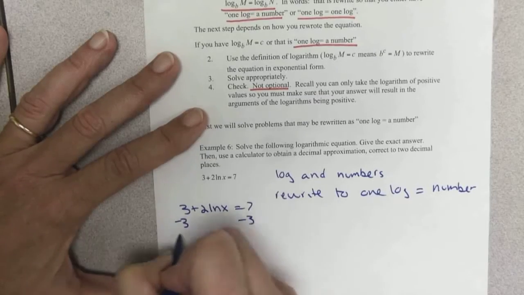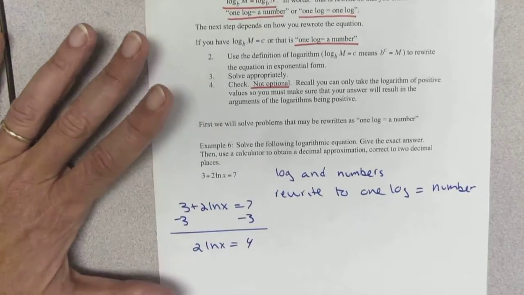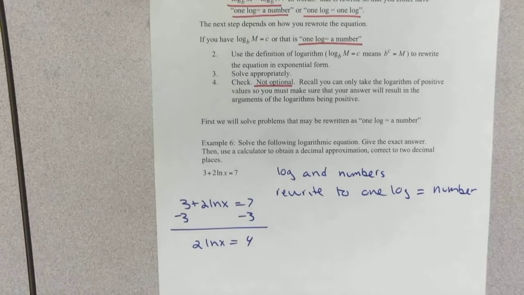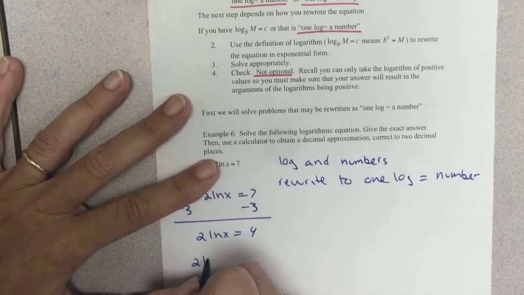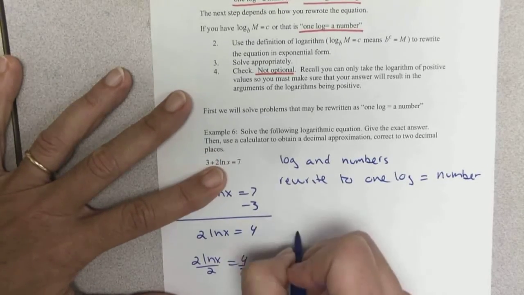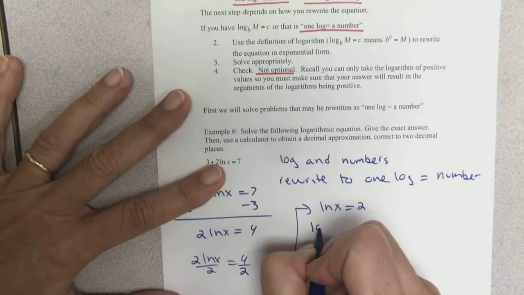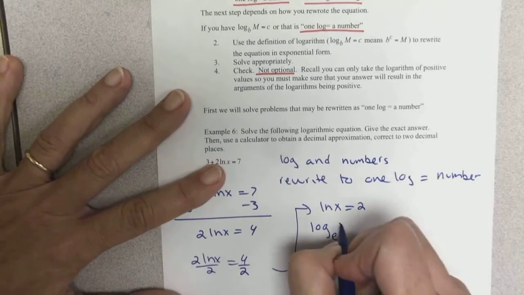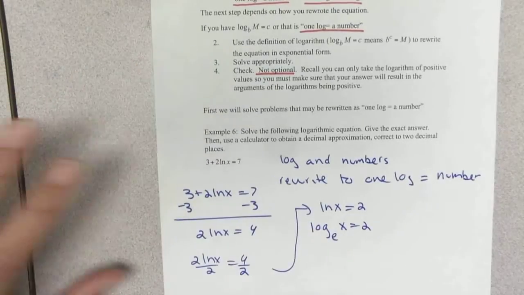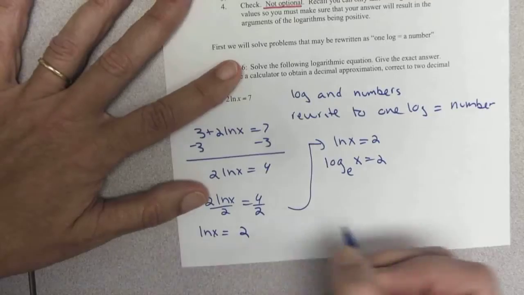So I'll subtract 3 from both sides. And I get 4. And I really want that logarithm alone. Let's get rid of that 2. So I'm going to divide both sides by 2. And that's going to give me natural log of x equals 2. Or that's log base e of x equals 2. Actually, I'm going to do that down here. Give myself some more room. I'm running out of room.